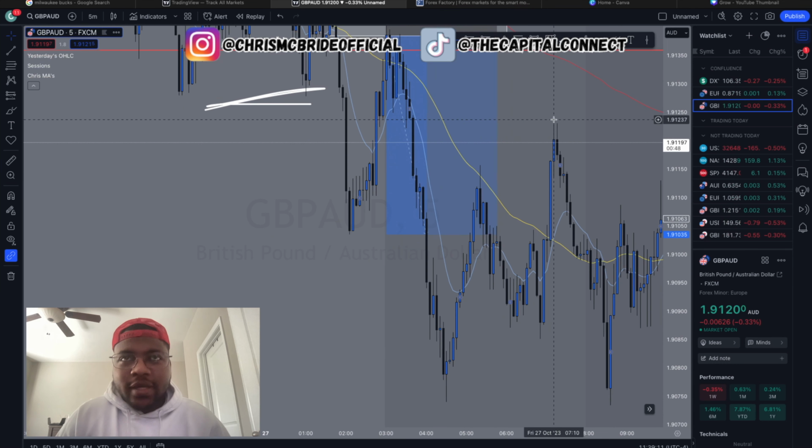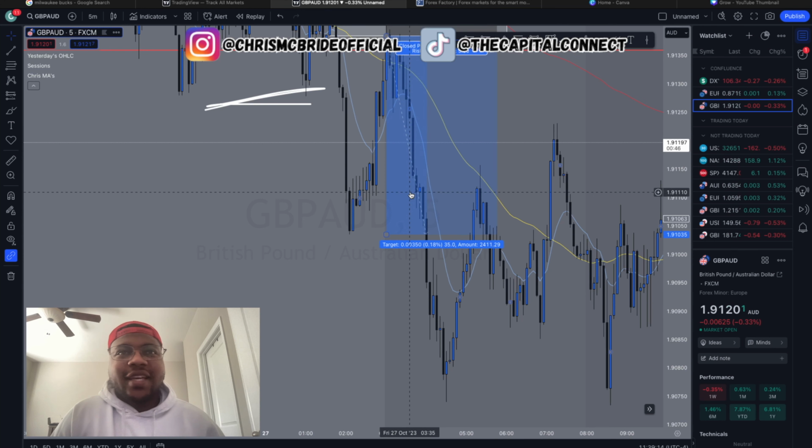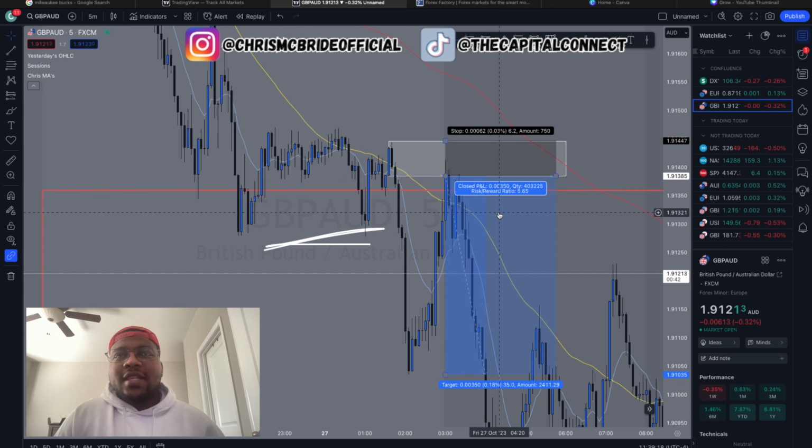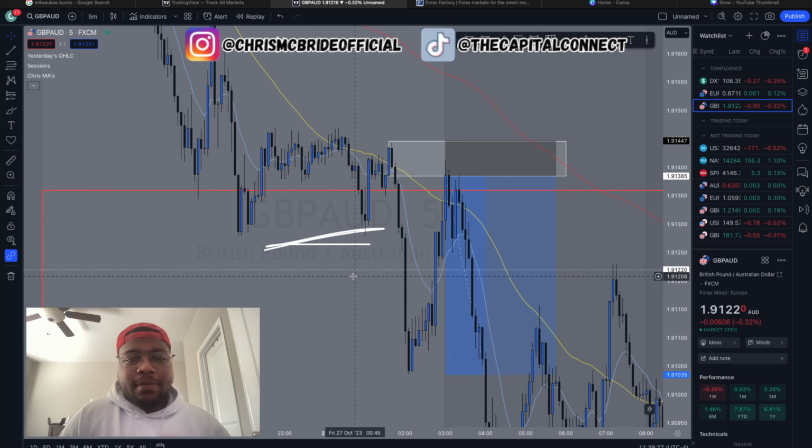Like, let me just hurry up and get off of this because I don't even want to see this anymore, man. I did not catch this whole move at all, and I'm tight about that. But this is just a bearish example of what you want to see when it comes to your 200 EMA in confluence with your supply zone. Now let's go ahead and get into a bullish example.